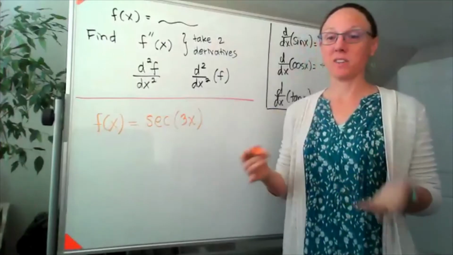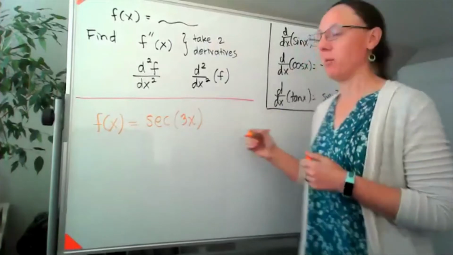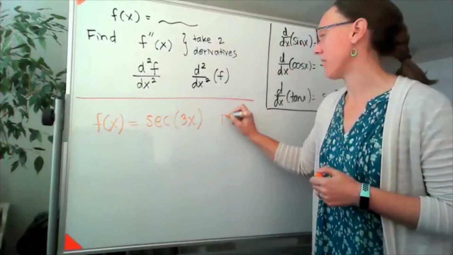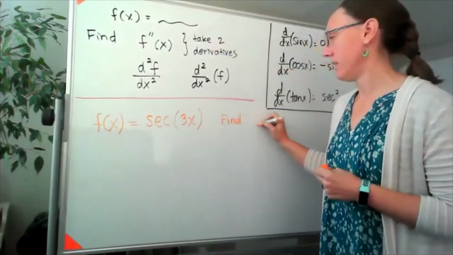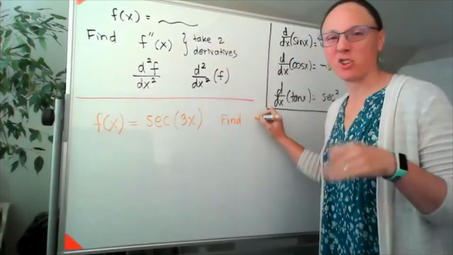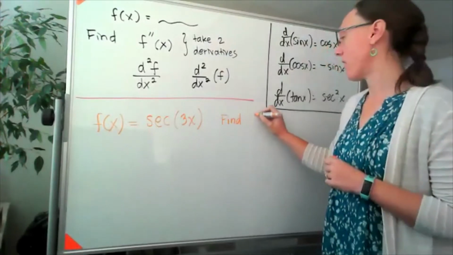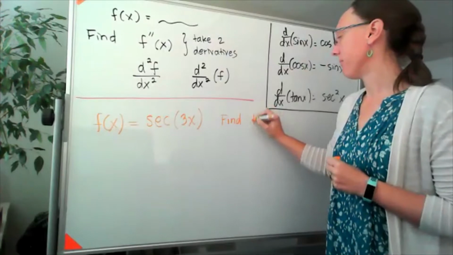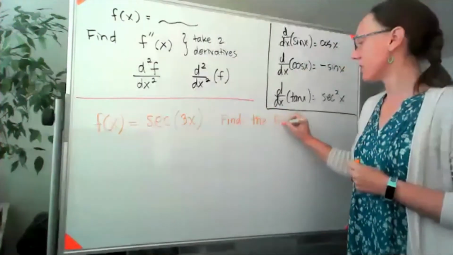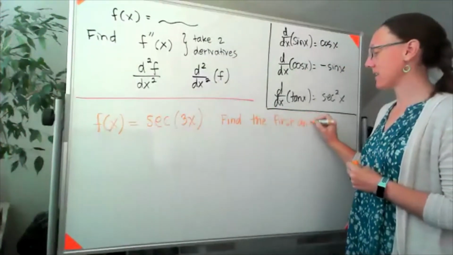And all I want to do is take the derivative. So my instructions here are going to be to find, oh, let's take 2 derivatives. Why not? So let's find the first and second derivative.